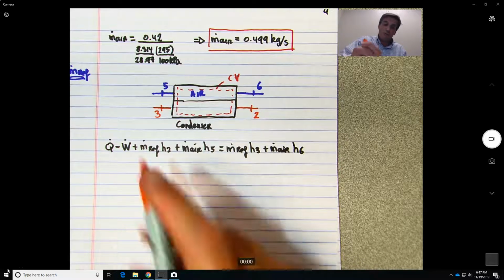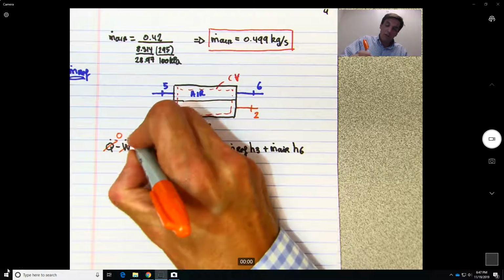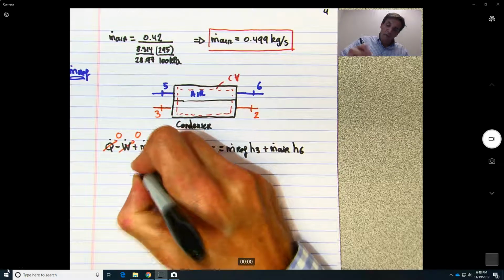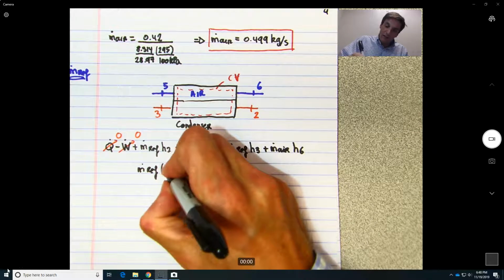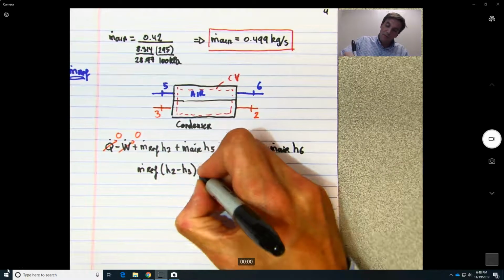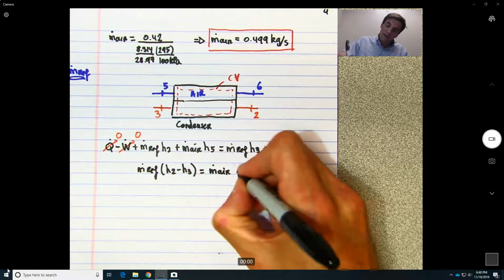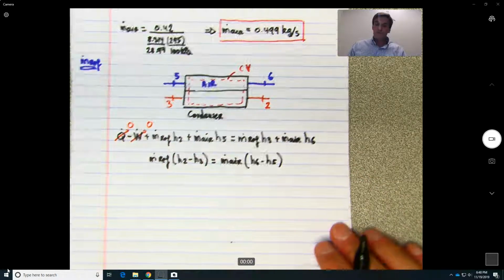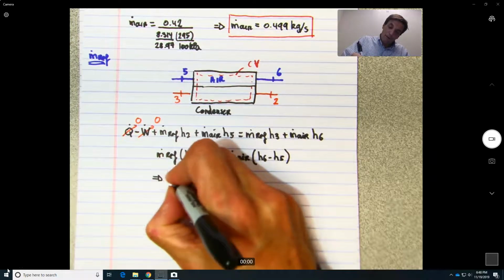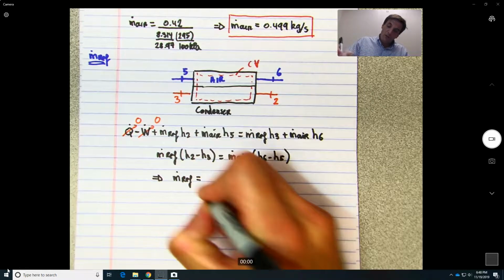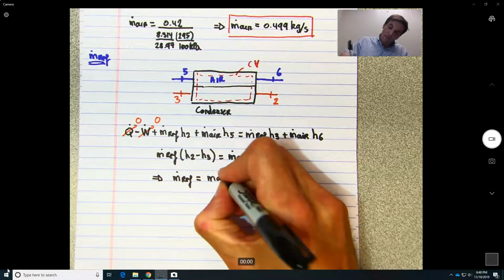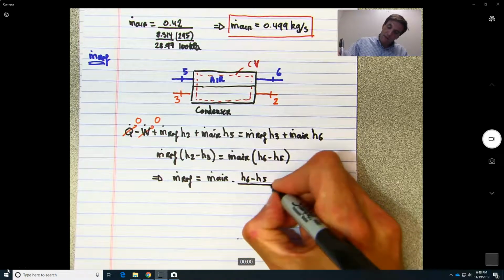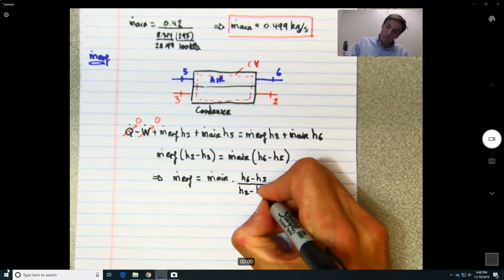So as you can see on the figure, there is no heat or work. So we can rewrite: mass flow of the refrigerant times (H2 minus H3) is equal to the mass flow of air times (H6 minus H5), which means that from here we can find out that the mass flow of the refrigerant is equal to the mass flow of air times (H6 minus H5) divided by (H2 minus H3).